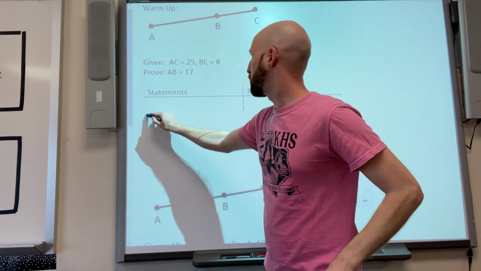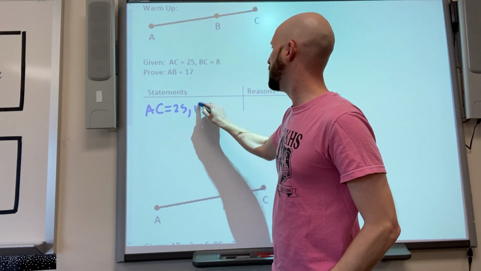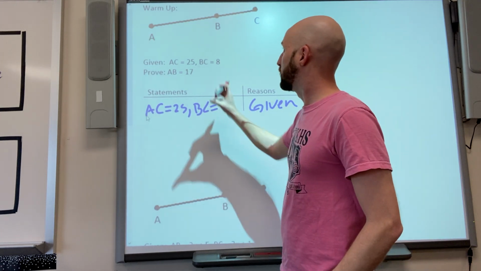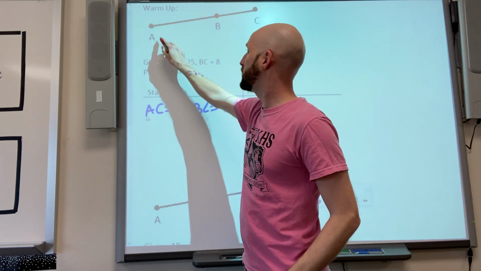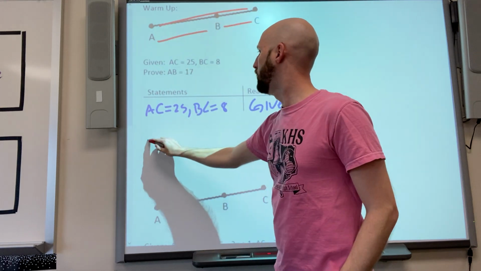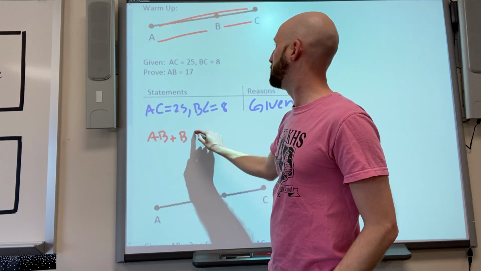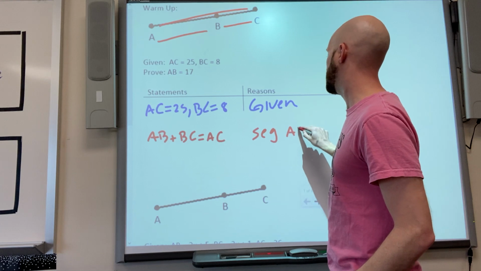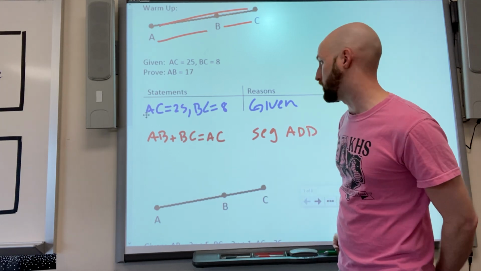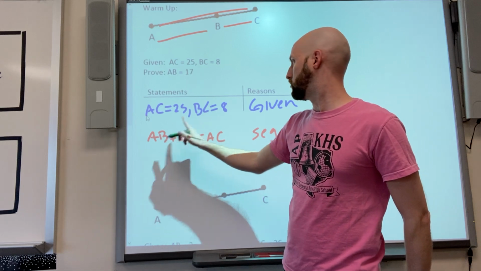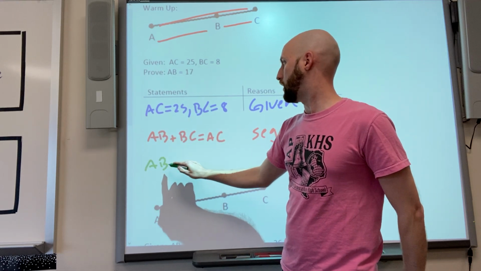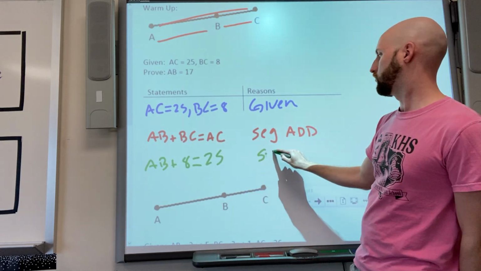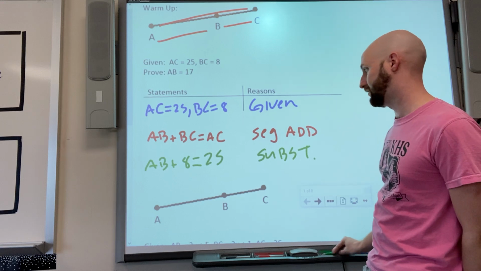So of course, we always start our proofs with our given. So AC is 25, BC is 8. That is our given. For this type of problem, I'm typically going to do segment addition, which is part plus part equals whole. So in this case, AB plus BC does equal AC, and that is a postulate called segment addition, basically the fact that we're allowed to do that. I then replace what I know. I don't know what AB is yet. BC is 8, and AC is 25, so that is simply a substitution step.